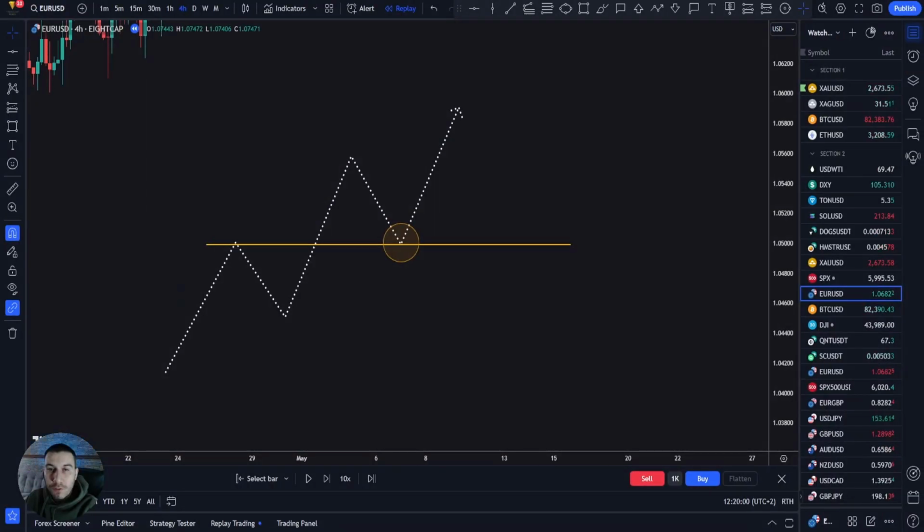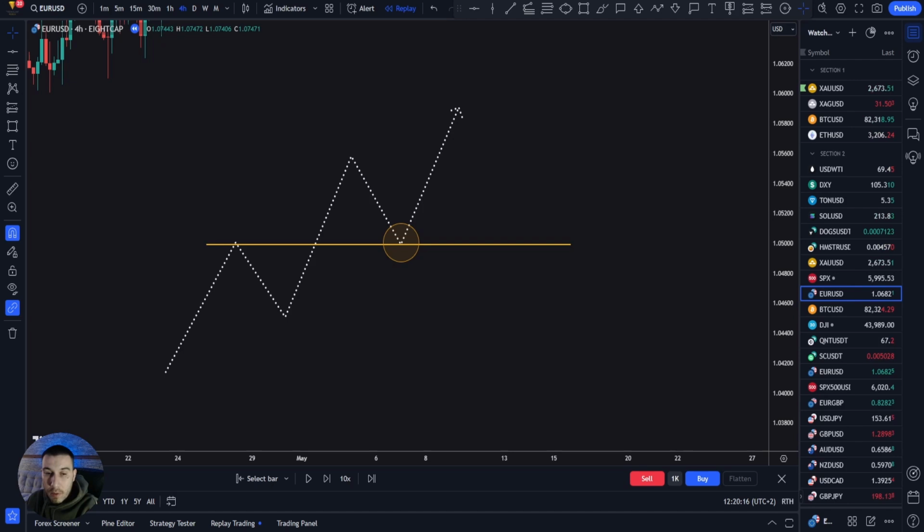So let's talk about the first entry model. This is the break and retest strategy, as you can see on my screen. But today I'm not just going to explain how the break and retest strategy works, I'm also going to give you 2 more tools which are going to help you find those really good entries in the market.